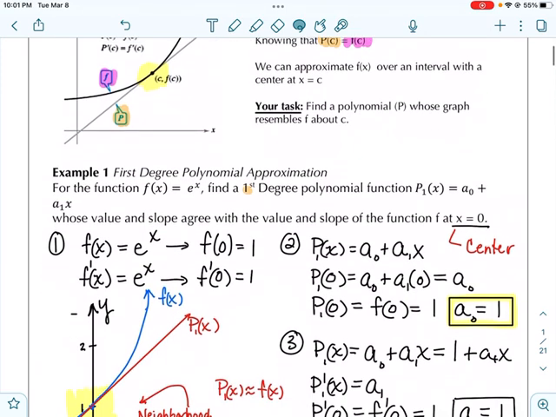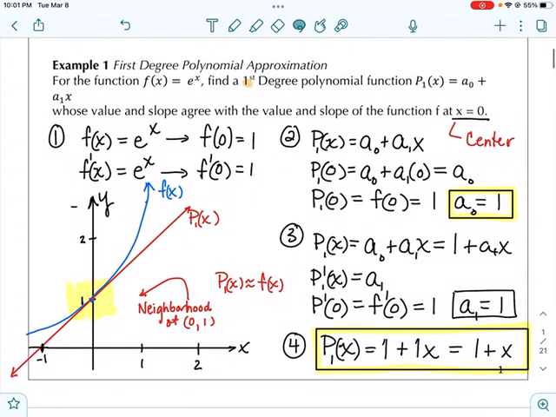So for the first example, to find a first degree polynomial approximation for the function f of x equal to e to the x, find a first degree polynomial function p sub 1 equal to a sub 0 plus a sub 1 x. It's just like an mx plus b formula. So the first step is, I want the function to have the same function value as e to the x at 0.